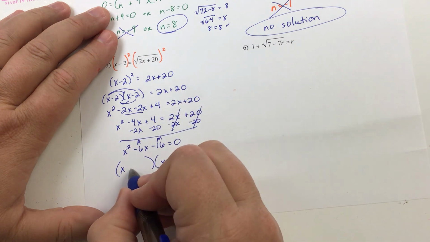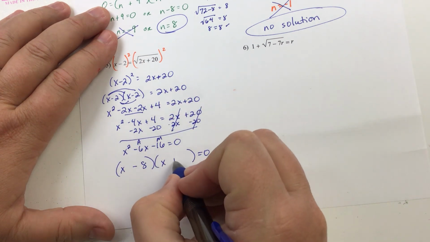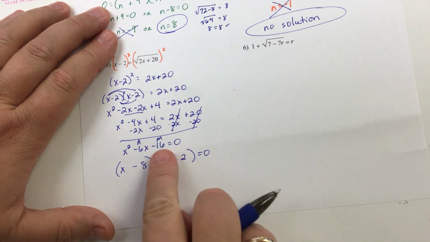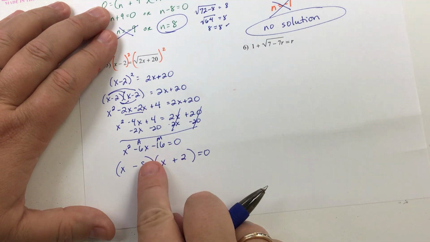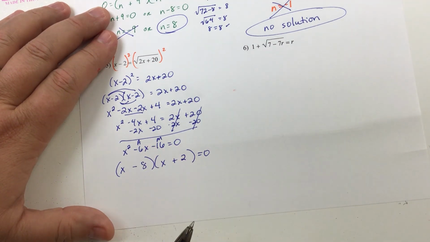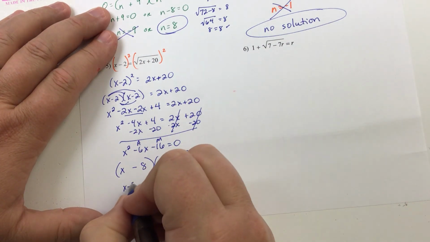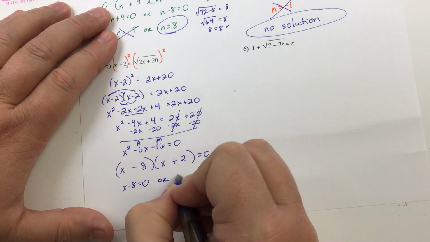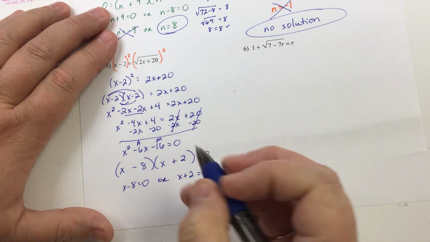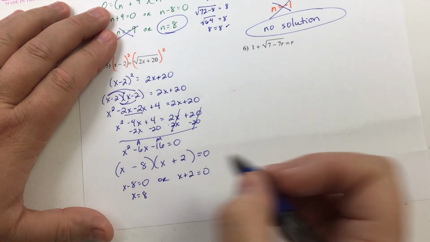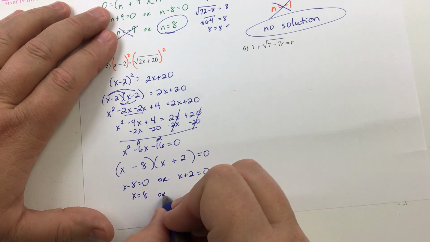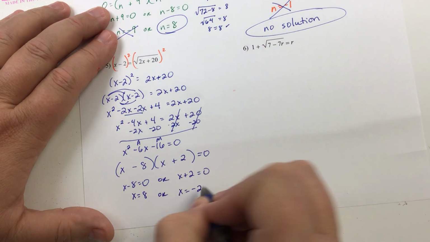Hopefully you're thinking a negative 8 and a positive 2. Negative 8 times 2 is negative 16. Negative 8 plus 2 is a negative 6, so we're good to go there. So to solve, we're going to set each factor equal to 0. In the first case, if I add 8 to both sides, x is going to be 8. In the second case, if I subtract 2 from both sides, I will get a negative 2.